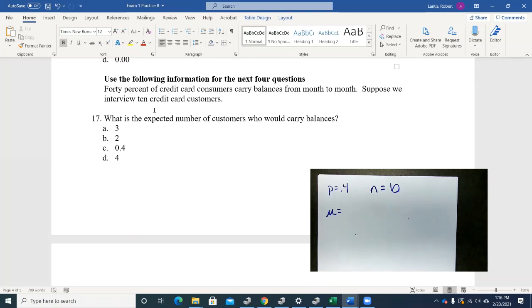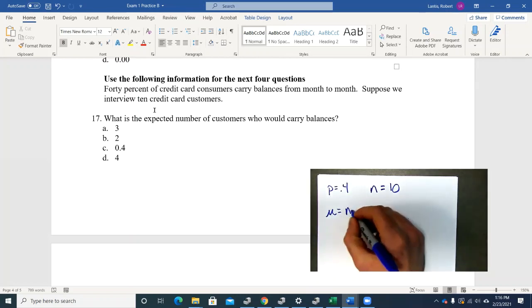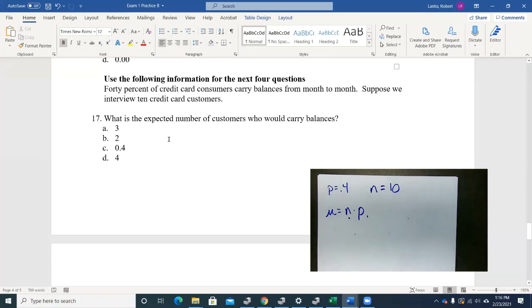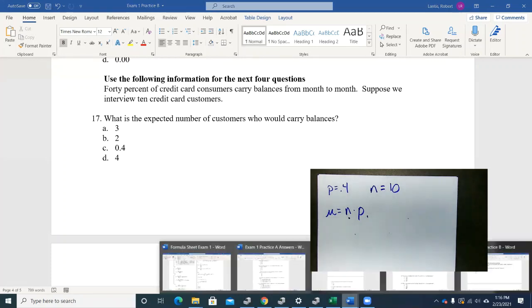What if I had 100 people? 40% of people usually carry a balance. On average, I would see 4 in this example, out of 10, right? Really what we're doing there intuitively is just take the number of trials, multiply that by the probability of success, okay? We look at our formula sheet.